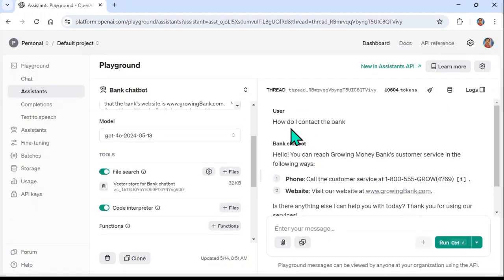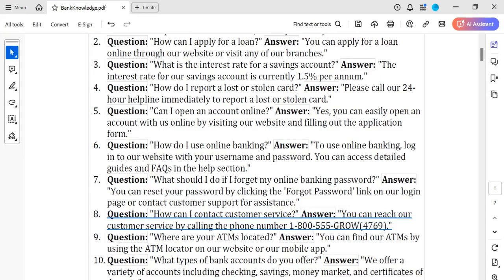Now, when I ask the chatbot a question, how do I contact the bank? It says, you can reach Growing Money Bank's customer service in the following ways. It gives the correct phone number here, 1-800-555-GROW, that is 4769. Or you can visit the growingbank.com website. This information is available in the PDF. This is the bank knowledge.pdf that contains the bank's custom information.